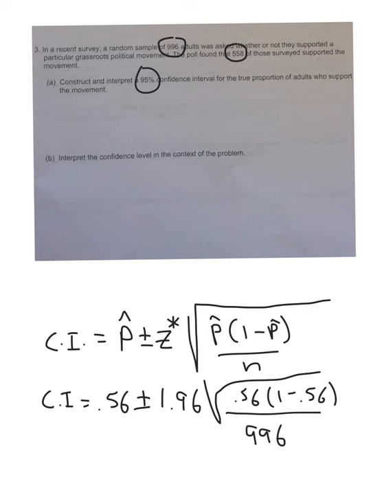Let's see, I put in 558, 996, and we put 0.95, and we get this: 0.569 to 0.591.